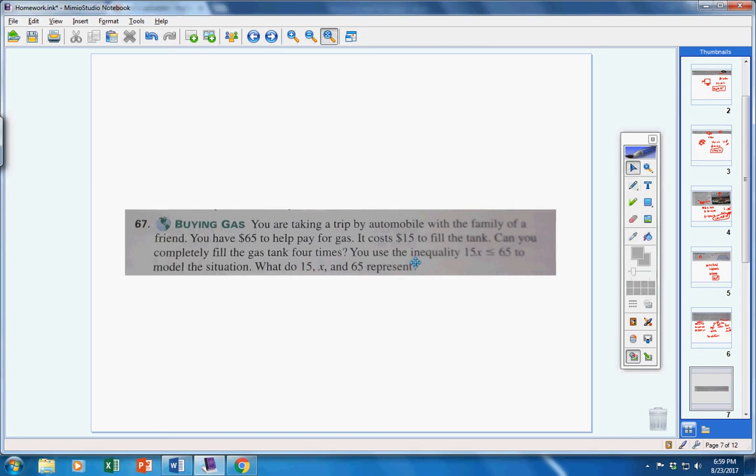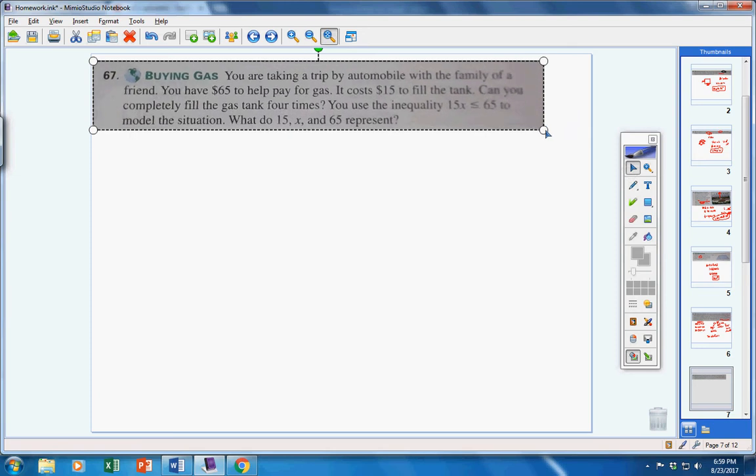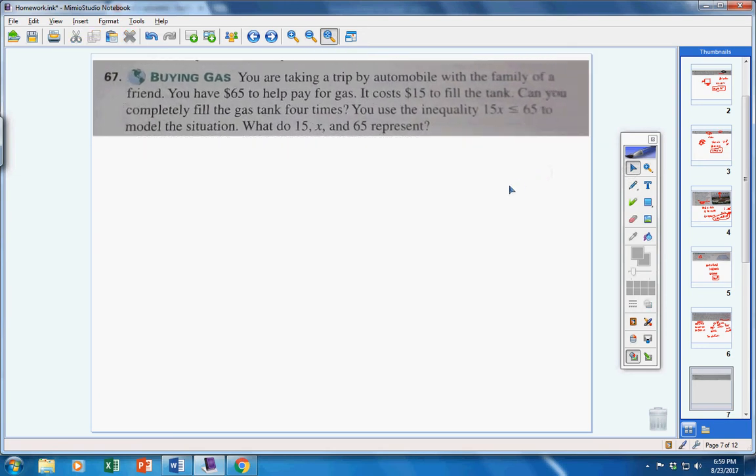Okay, you're buying gas, and you're taking a trip with the family of a friend. You have $65 to help pay for gas, okay? It costs $15 to fill the tank. Can you fill the gas tank 4 times? Well, first of all, let's just find out real quick. What's 15 times 4? 60. So $15 times 4 is 60. You have how much money? 65. So the answer to the question is yes. Can you fill the tank 4 times? Yes, you can. Okay.